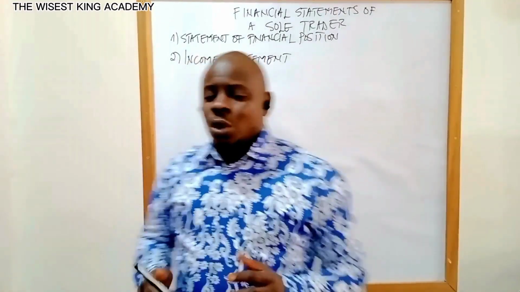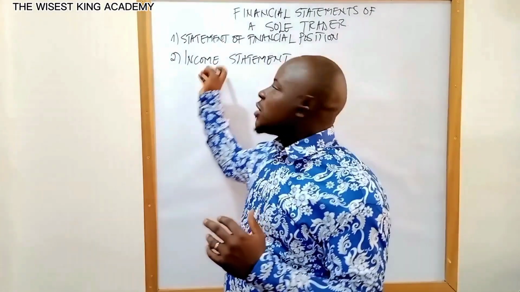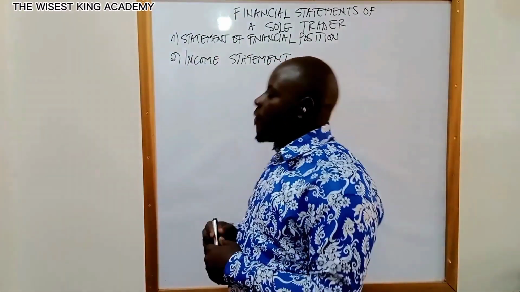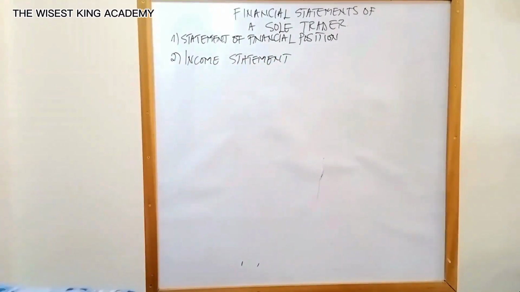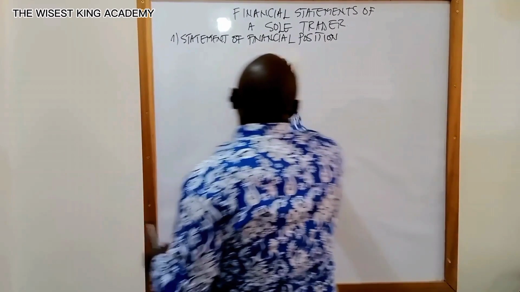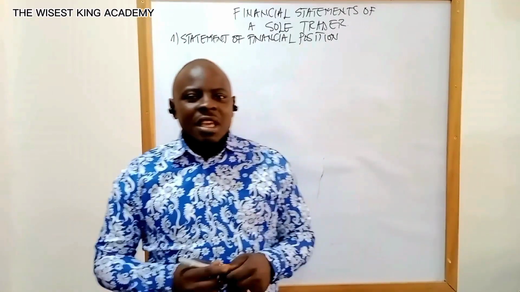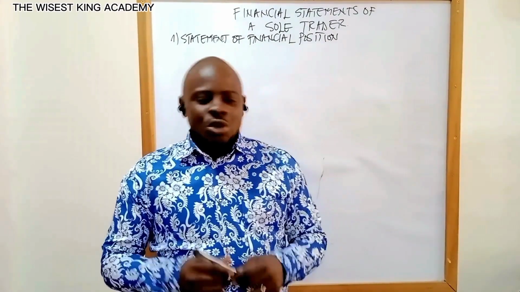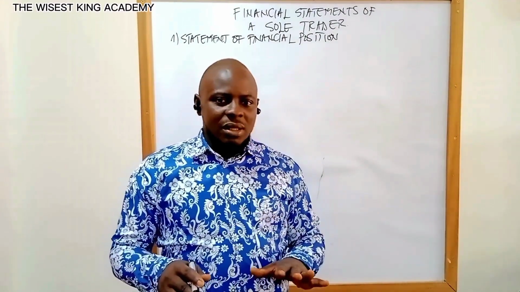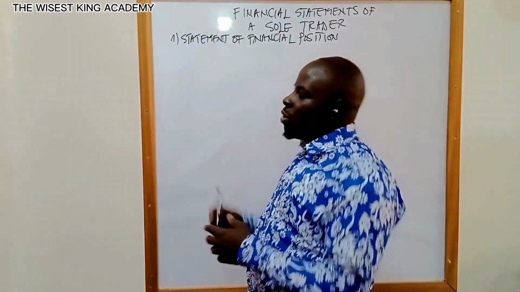So we will work in an inverse order, because usually we prepare the income statement first, then the statement of financial position. But we are going to work first on the statement of financial position. The statement of financial position is the name given to the balance sheet. So you can say balance sheet or statement of financial position, it is still correct, but the most recent term used is statement of financial position.